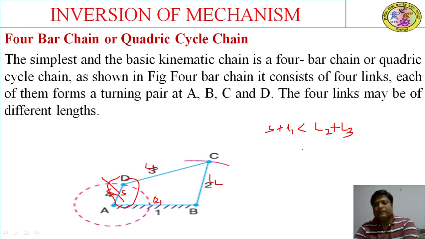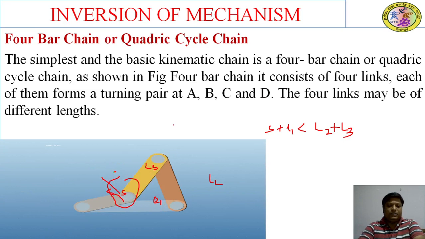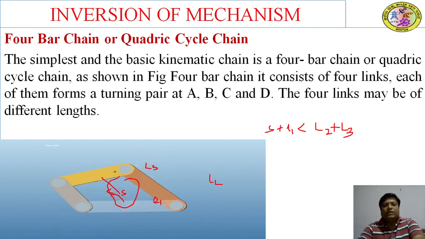Here we have a different kind of inversion of the 4-bar kinematic chain. This animation shows how the crank completes one rotation. At point A you have a turning pair, at point B a turning pair, at point C also a turning pair, and at point D also a turning pair.